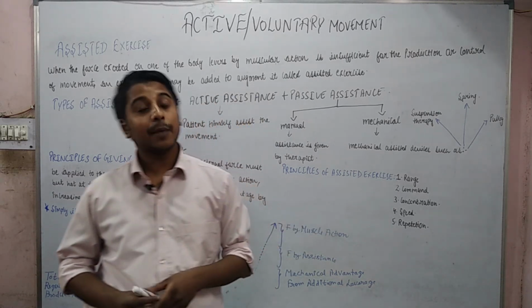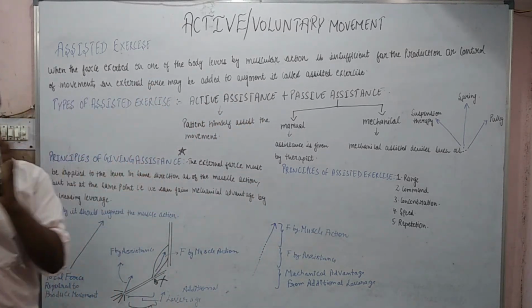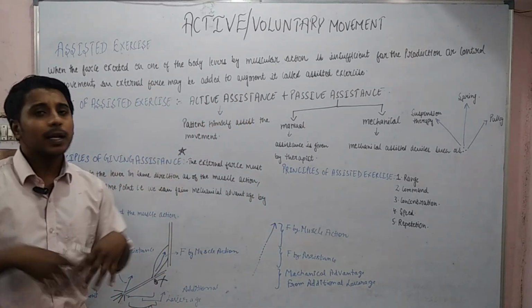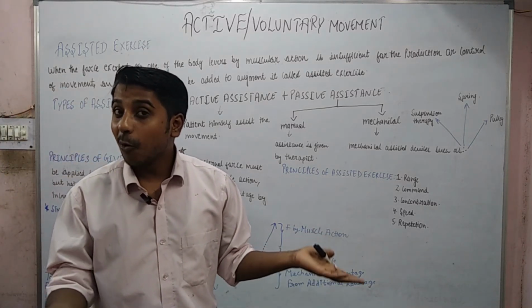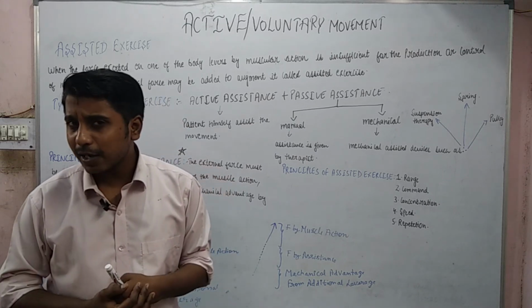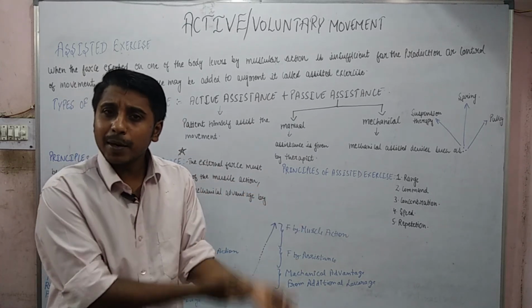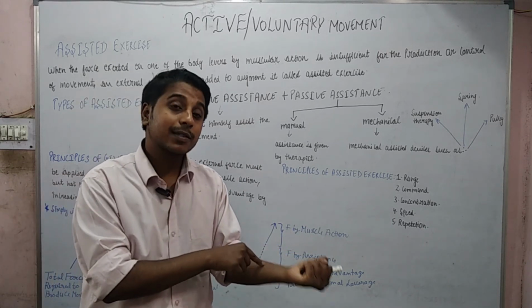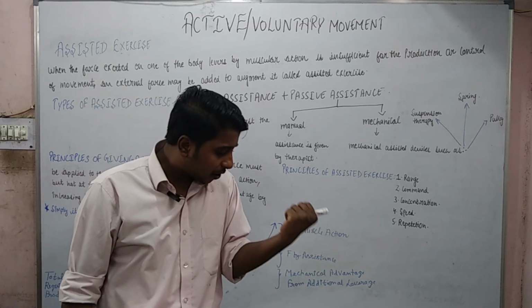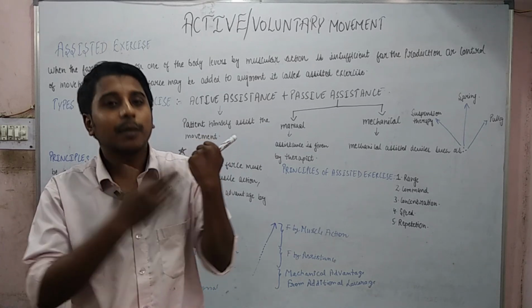Then concentration, the patient must have full and proper concentration over the movement. If the patient is not doing this movement on their own, that is, there is a lack of concentration, then it will become a passive movement. Simply you are doing elbow flexion. So the patient needs to concentrate and focus that he or she has to do the movement with some assistance of the therapist.